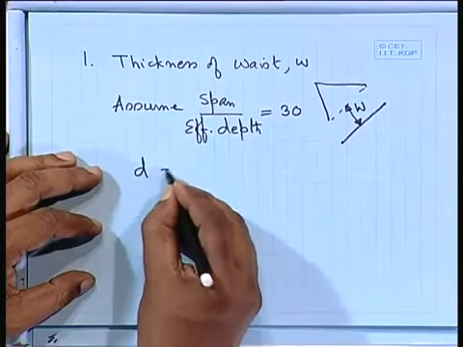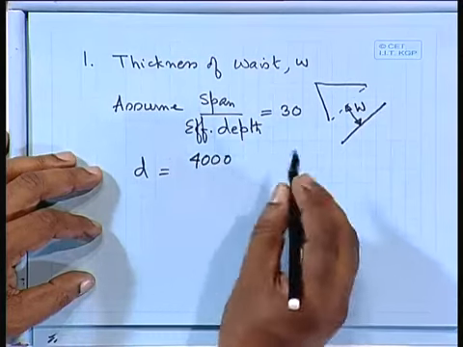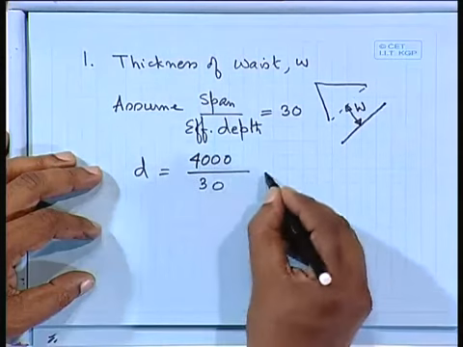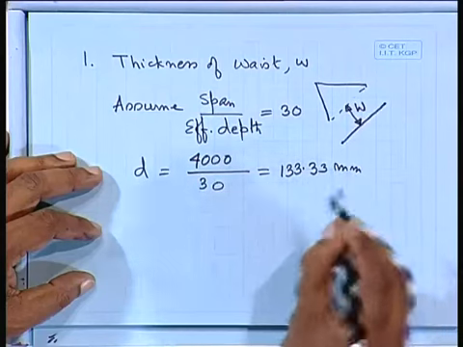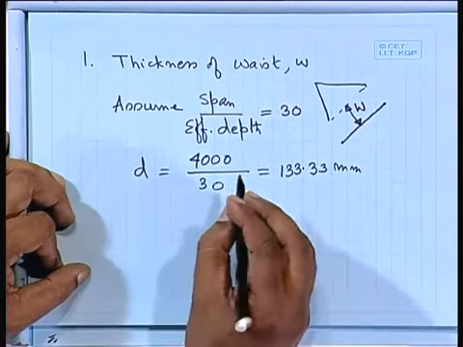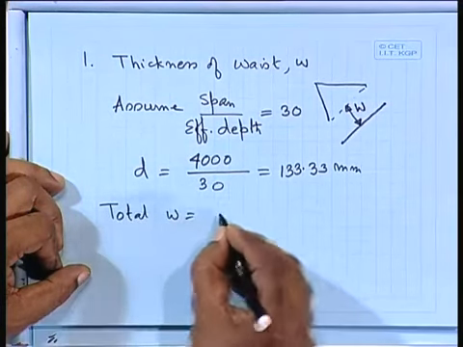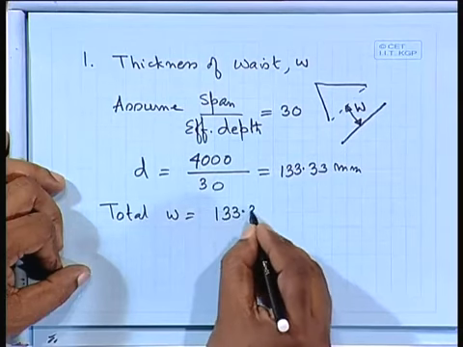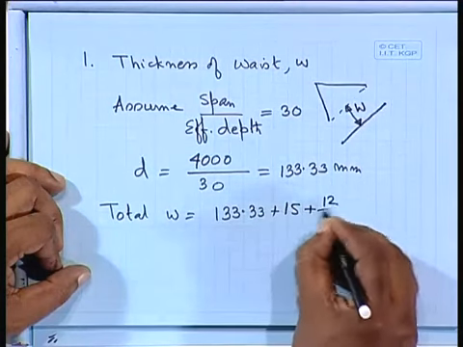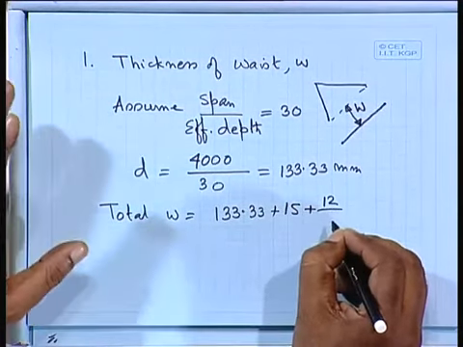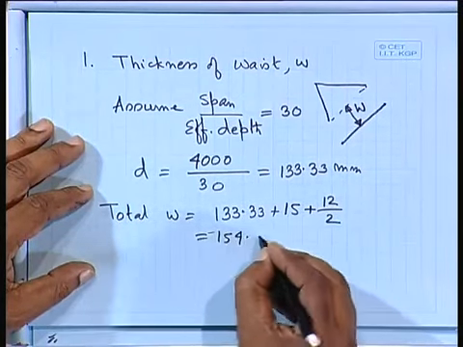So D will be equal to span, how much? Span equal to 4000 millimeter, that's what is specified, divided by 30, which comes as 133.33 millimeter. So we can write down total W. This one should be equal to 133.33 plus 15 millimeter cover plus a 12 millimeter dia bar, if we assume that we shall provide, so 12 by 2, which comes as 154.33 millimeter.